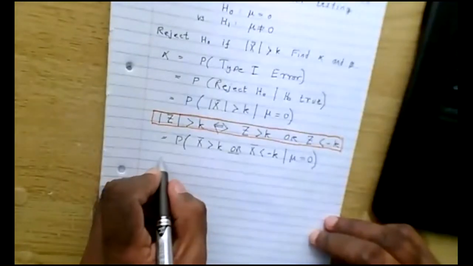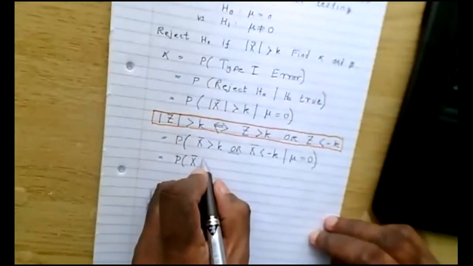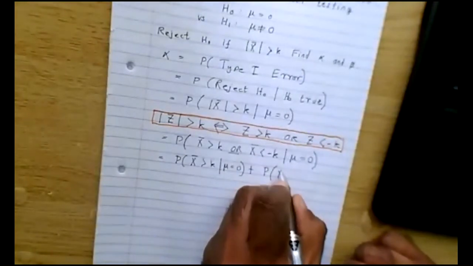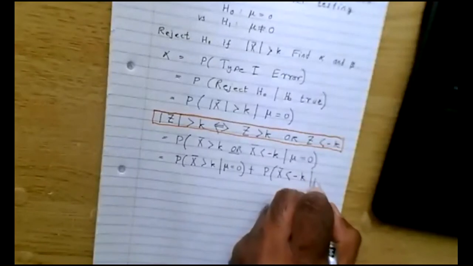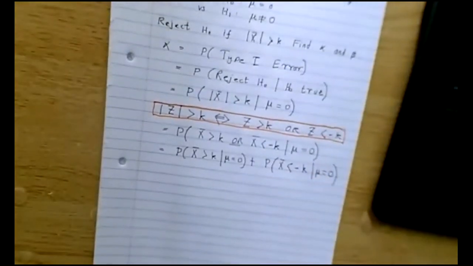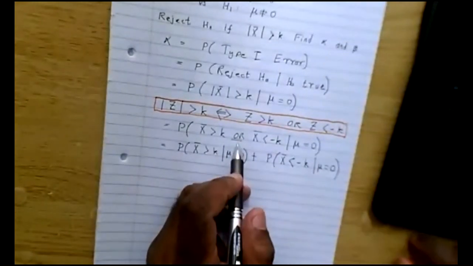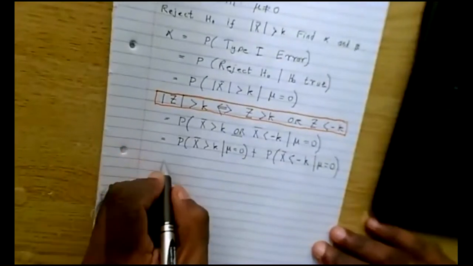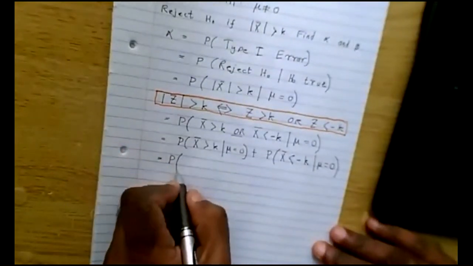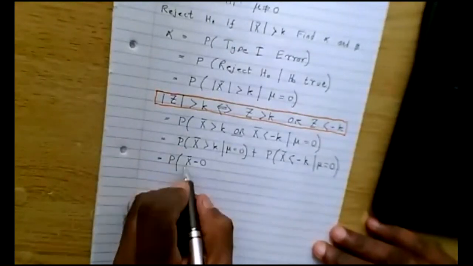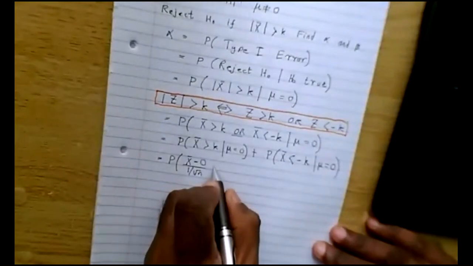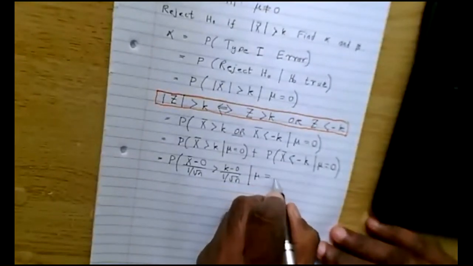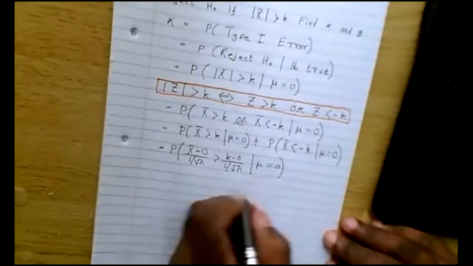Now these two events are mutually exclusive. So you can write them as the sum. This is because of the fact that these two events are mutually exclusive. In other words, they cannot occur together, right? Okay, the next thing I'm gonna do is standardize. So to standardize, I'm gonna subtract the population mean, which is zero, and divide by sigma by root of n. So I do that to both sides, and also do that to the second probability.